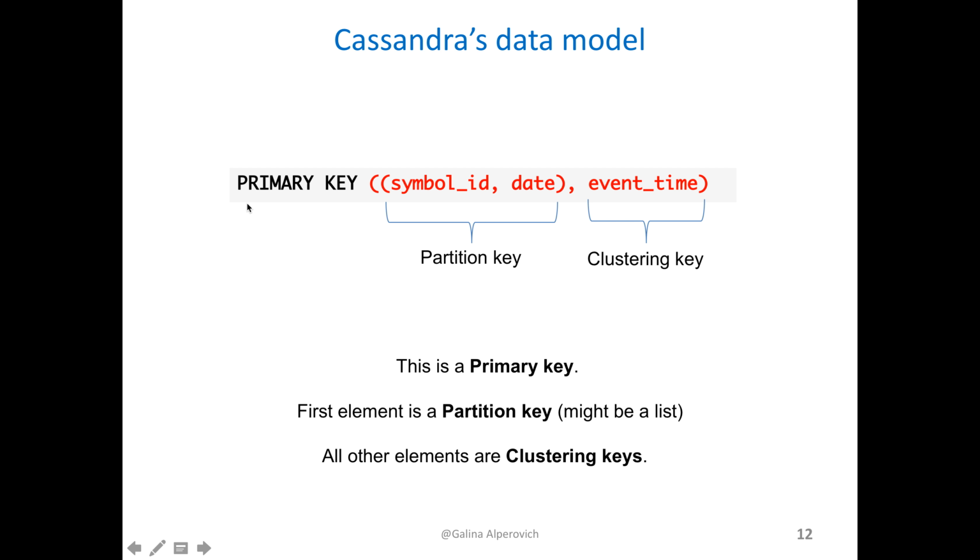Let's discuss in detail what a primary key is. So this whole statement is a primary key. It consists of 2 parts: partition key and clustering key. Partition key is the first element of the primary key. It might be one column, for example, symbol ID, or it might be 2 columns or more, symbol ID, date, etc.